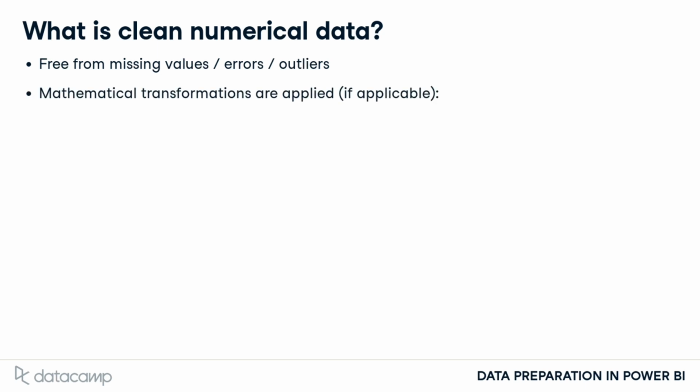You can use a variety of mathematical transformations on your numerical columns if you had a good reason to apply them. The most useful of these transformations will likely be the absolute value transformation, which gets rid of all negative values in a column.